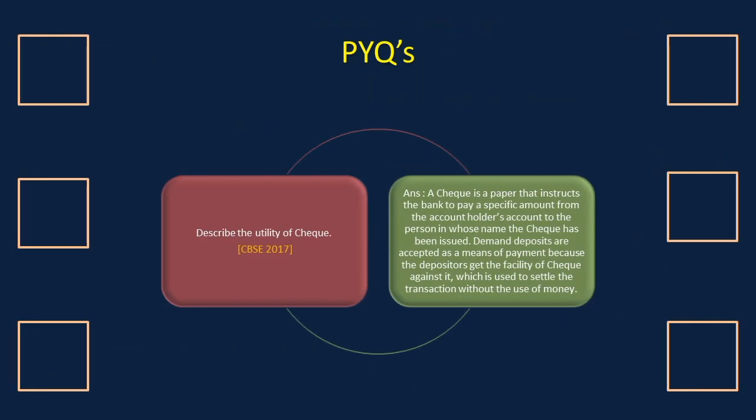Let's solve some PYQs on this topic. Describe the utility of a check. This is a very important question that the CBSE asked in the 2017 paper. The utility of a check means what the check does. So the check is a paper that instructs the bank to pay a specific amount from the account holder's account to the person in whose name the check has been issued. The same definition that we studied earlier is written here. So you can write the same answer in your paper when they ask. But if you want, you can change it as you want. It is only up to you.